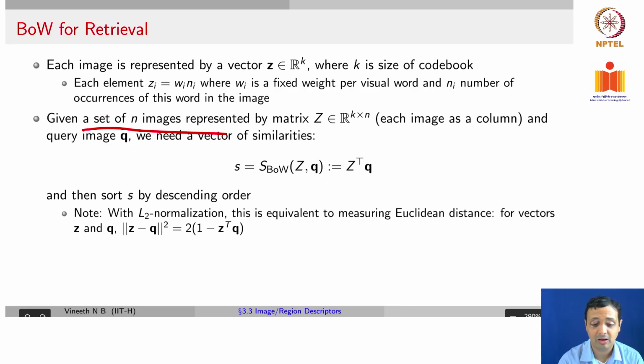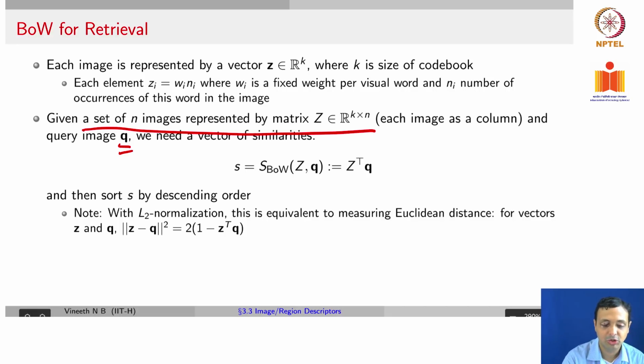So given a set of n images in your repository, in your reference images, which are represented by a capital Z in R^(k x n). Remember, there are going to be k visual words and n such images. For each image, you would have a k-dimensional vector, and then n such images becomes k x n.